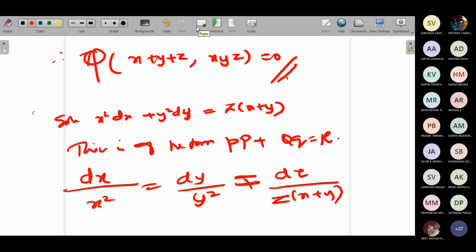I didn't get your question. Ma'am, you had told that the main Lagrange equation is capital P into small p, and small p denotes dou z by dou x, right? Oh, what did I give? It was dx and dy. Okay, I gave x square dx plus y square dy plus z into x plus y. I'm sorry, I gave it wrongly.